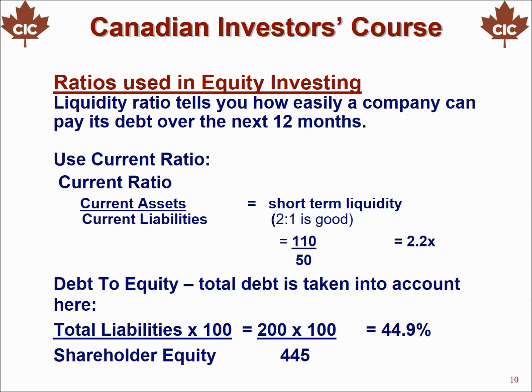So the debt, let's look at debt to equity. That's the total debt taken into account. So that's total liabilities times 100 divided by shareholder equity to give a percentage. So the debt to equity is 44.9%. It's sort of a little bit the reverse of that current ratio. Moving to the next slide.